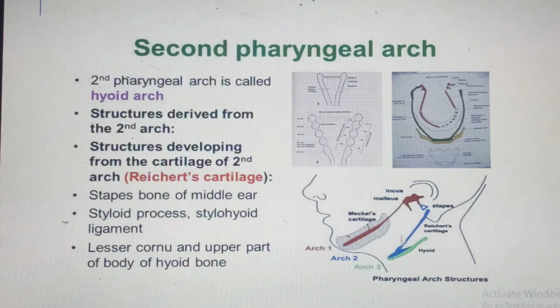Then of course we said that the ligament connecting the styloid process to the lesser cornua is the stylohyoid ligament. So please get to know that. Together with that, we are going to have the stapes except its foot process, because its foot process together with the annular ligament will be formed from the otic capsule. And I said that its cartilage model is called Reichert's cartilage.